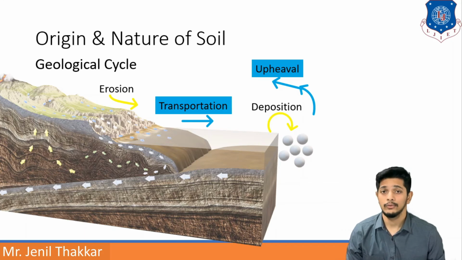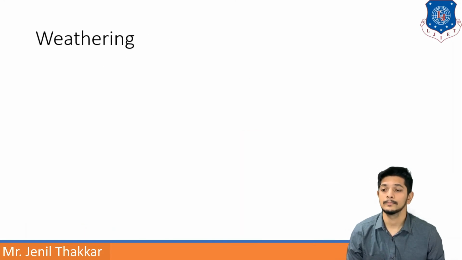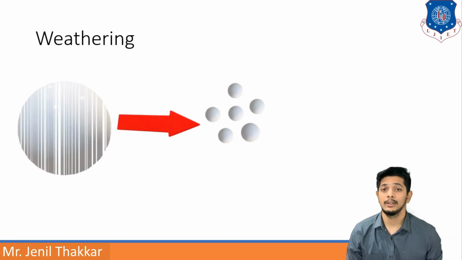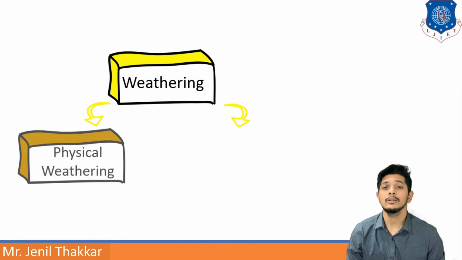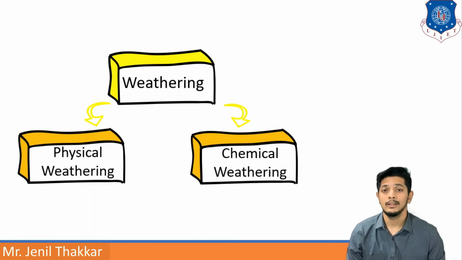Let us move further. Weathering. Disintegration of rock mass into particulate matter is known as weathering. Weathering is further divided into two types: physical weathering and chemical weathering. Physical weathering is also known as mechanical weathering. Let us understand them.